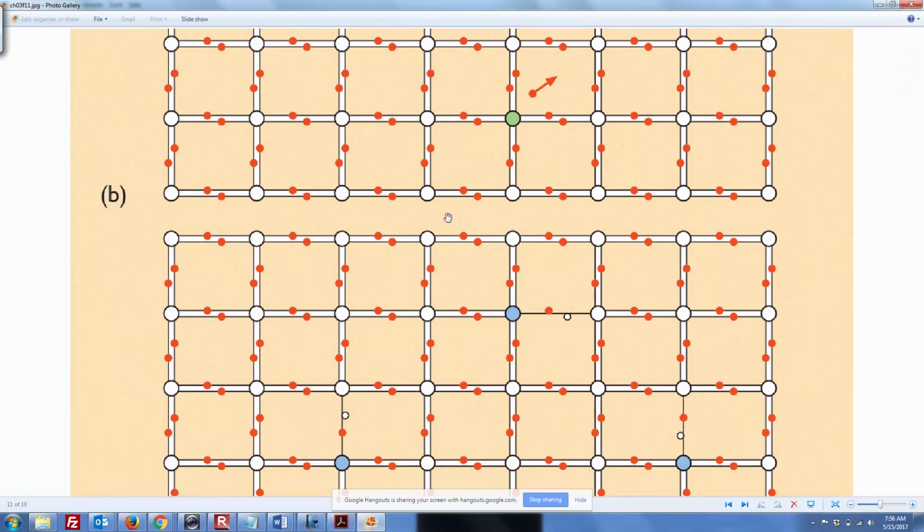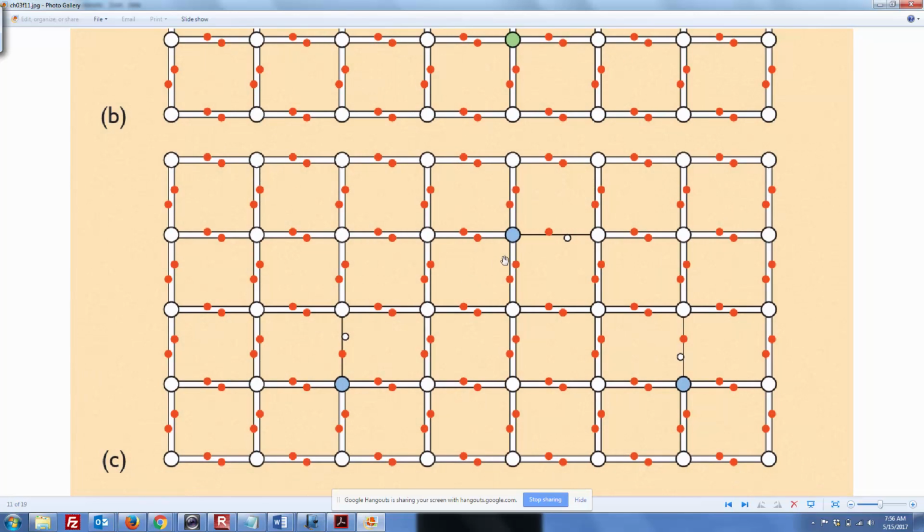Okay, and now we can go down here to boron, and you can see there's a missing electron right there. There's an opening, and that's called a hole. H-O-L-E, a hole.